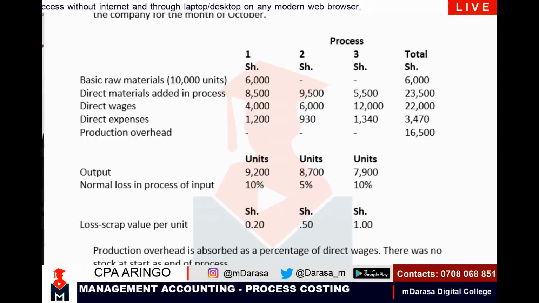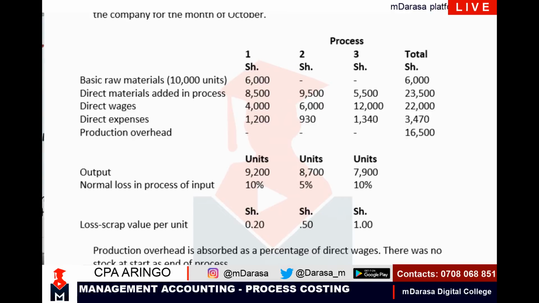Total production overhead was given as 16,500. So I should be having my 16,500. We multiply by the wages for process 2, direct wages, I'm having 6,000 of the total 22,000. So that should give us how much of the total 22,000?